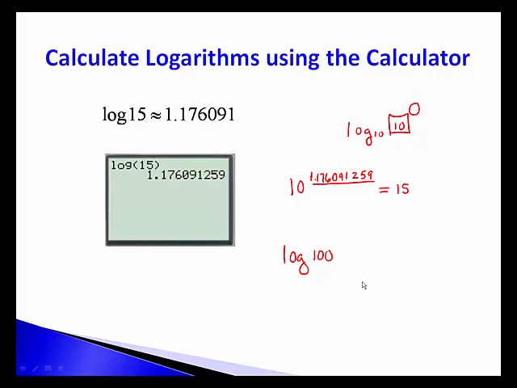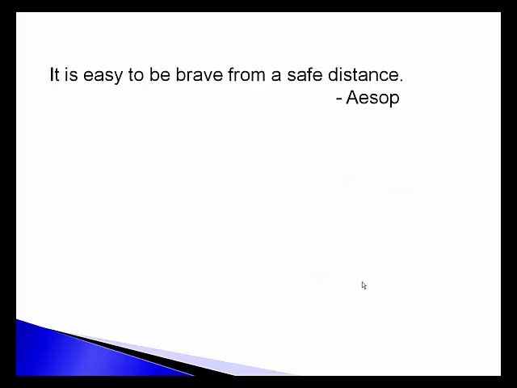Let me leave you with my thought for the day. It's easy to be brave from a safe distance.